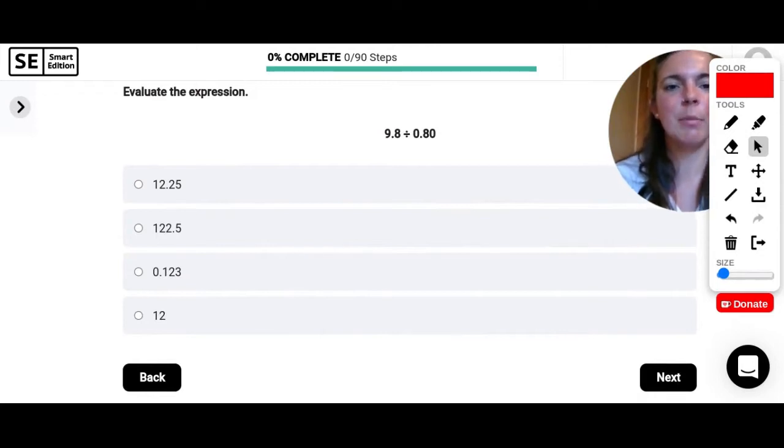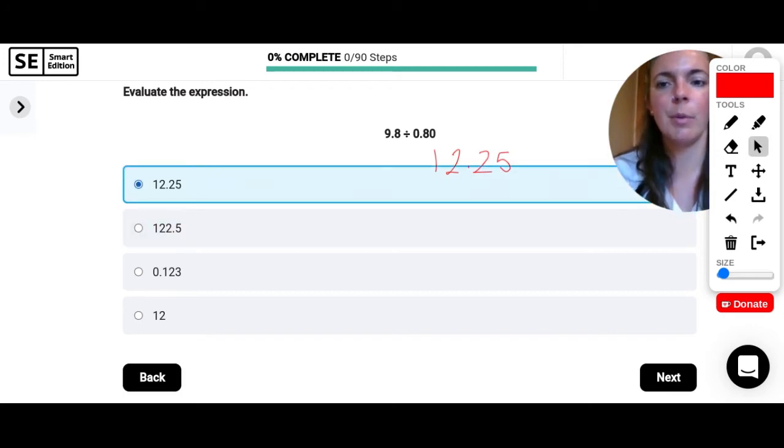Evaluate the expression, 9.8 divided by 0.8. So just plug this right into your calculator, and when you do so, we should get 12.25.